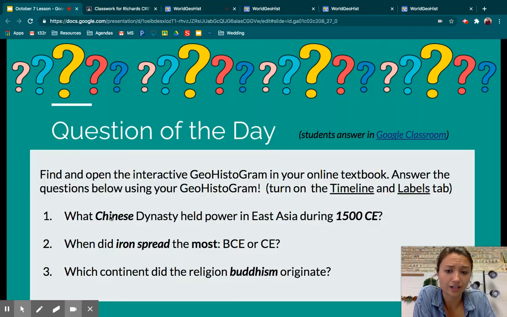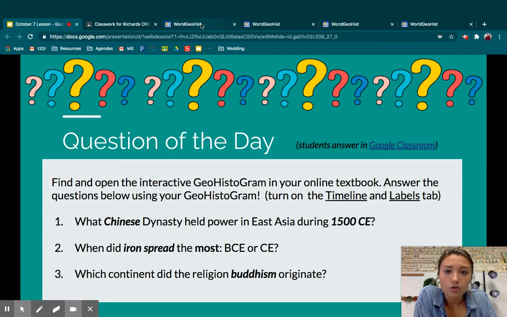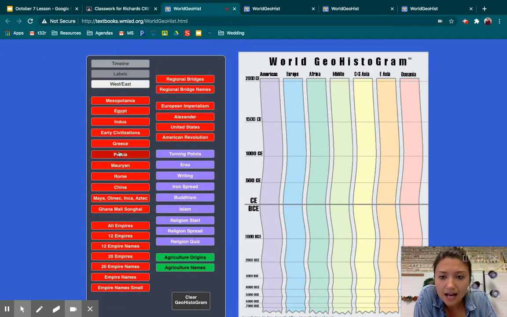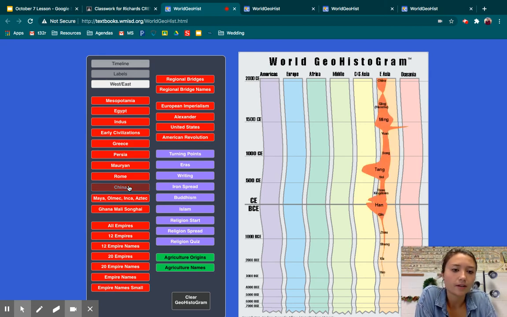All right, so the first question asks for a Chinese dynasty in East Asia. So I'm going back to my geohistogram and I'm gonna find China. All right, because I know it's about China. So China, there we go. So China pops up and now I'm confirming, oh, okay, so East Asia, I've got China. Then the second part of the question was 1500 CE. So then I'm looking here. Oh, here's 1500 CE. Go across, and Ming is your answer. All right. So Ming was the answer to number one.